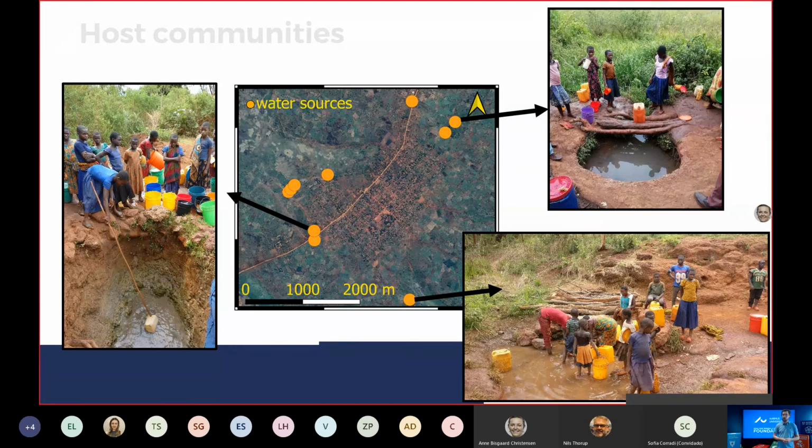So a number of the communities we worked in have productive boreholes and holding tanks and even distribution networks that have multiple access points throughout the community. But it's not the case in all of them.